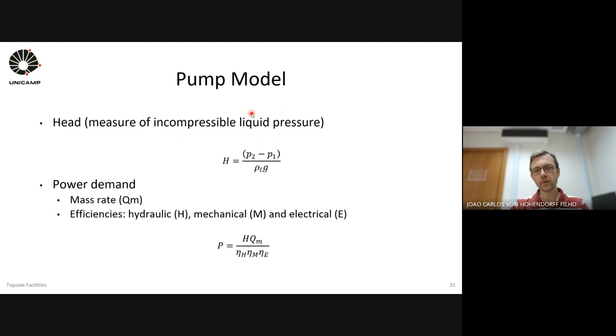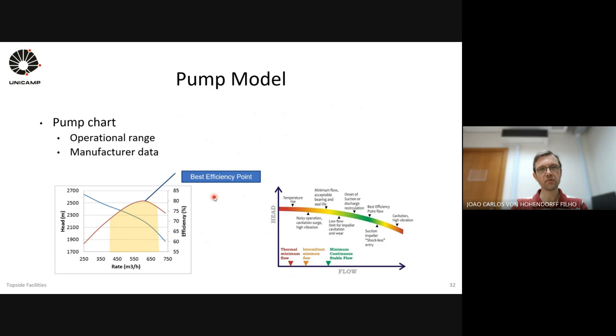The pump model, I think, is more common for you, because generally we have some knowledge about pumps. We have the same idea in terms of head, but in this case we are using incompressible liquid pressure gain. The equation is simpler. It comes from the difference of pressure and the liquid density to calculate that head. And the calculation of power is similar to that for compression: we use the head and the mass rate. But in terms of pumping, we have efficiency, an important point in terms of hydraulic efficiency. Of course, we have mechanical efficiency and electrical efficiency.